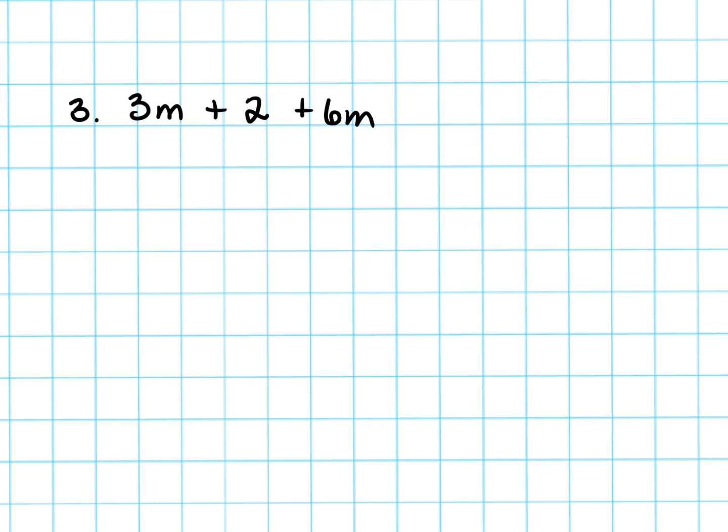Again, here we have the like terms of 3m and 6m. They're both positive, and when we combine them, we get 9m because combine means to add. And when we're adding, we just simply leave the term the way it is. There's no exponent. So 3m and 6m is 9m plus 2. 2 is the constant, and there's no variable. So it just stands alone.